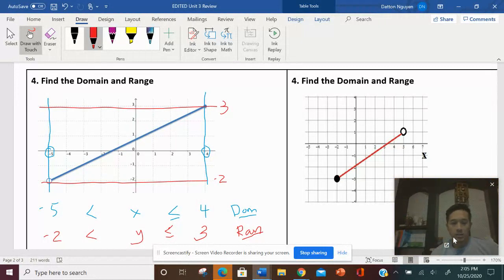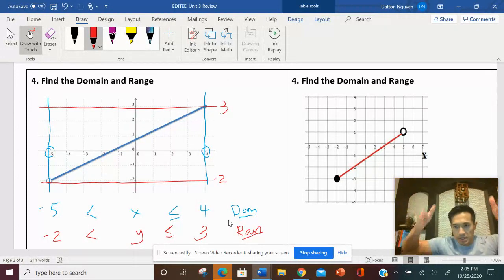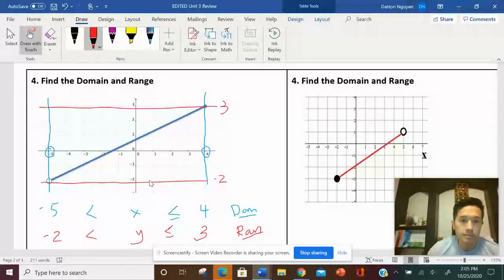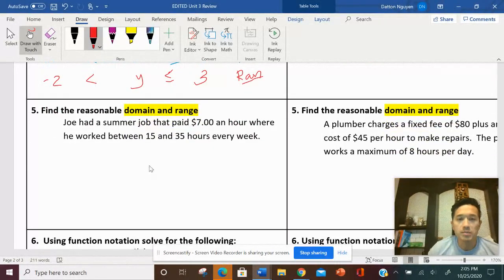Okay, that's what I have there. Okay, again, remember that we're going to use vertical lines to show my domain, where it crosses the x-axis, to go from one endpoint to another endpoint. And then we're going to use horizontal lines from the lowest endpoint to the highest endpoint to figure out my range. Okay, find a reasonable domain and range.